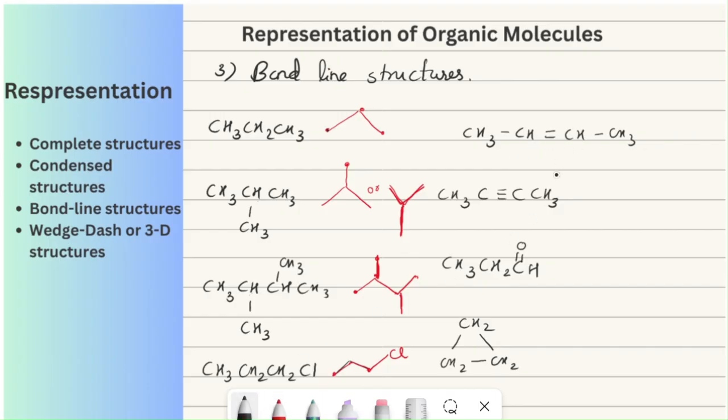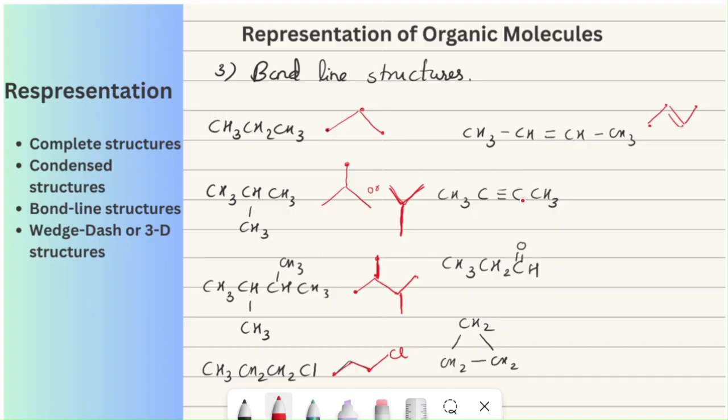Now let's see if there is a double bond, how to write. No problem. You write down the carbons as dots in a zigzag fashion like this, and then between 2 and 3 there is a double bond. So 1, 2, 3, 4. Between 2 and 3, double bond. You write that as it is.